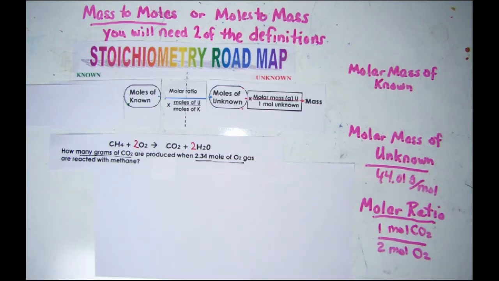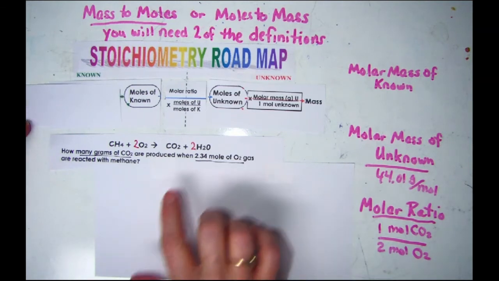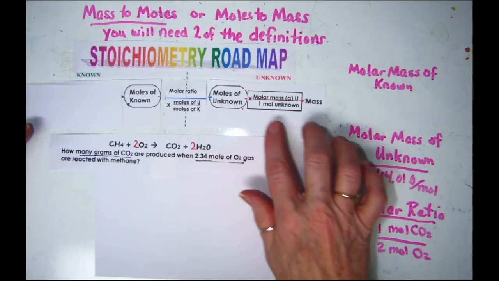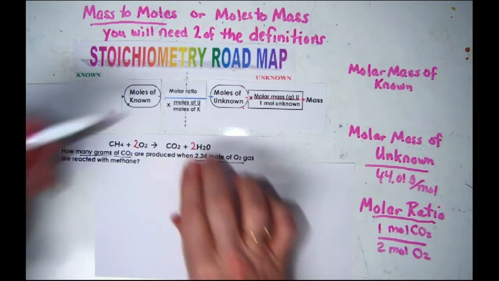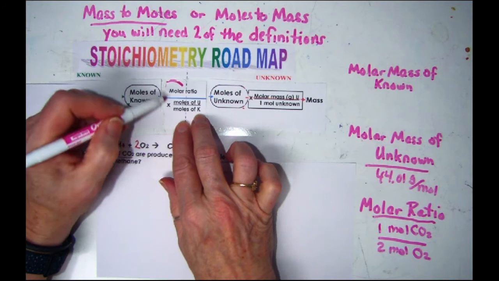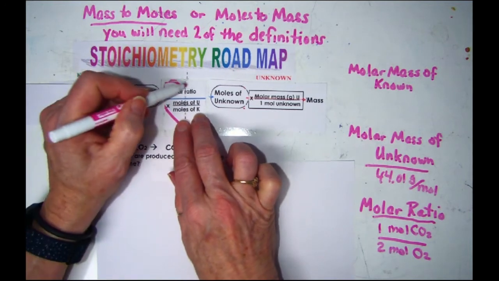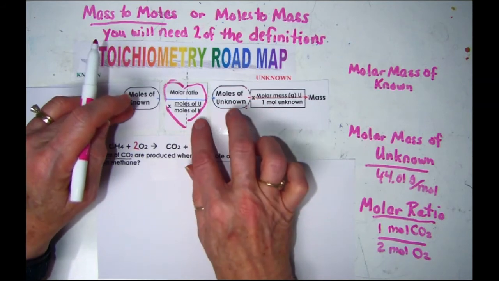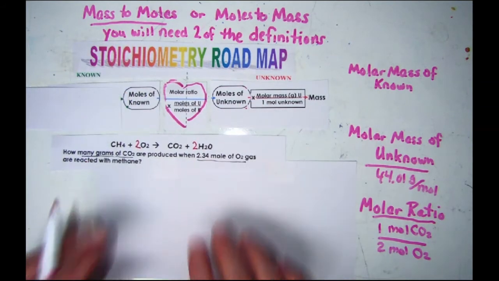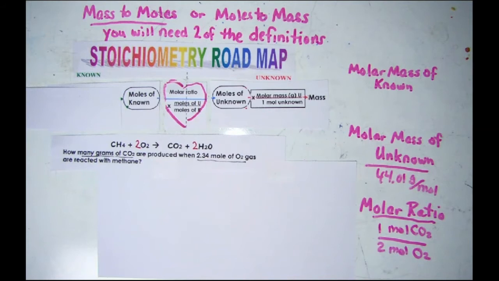All right, so let's go back to the roadmap really fast. We know from moles of the known to the moles of the unknown we go through, and what I'm going to do is this. I had somebody else watch this, and they said this is the heart of the problem. The molar ratio is in the middle of every single problem, and without it you cannot do what you need to do. So consider molar ratio right in the middle, the heart of everything.